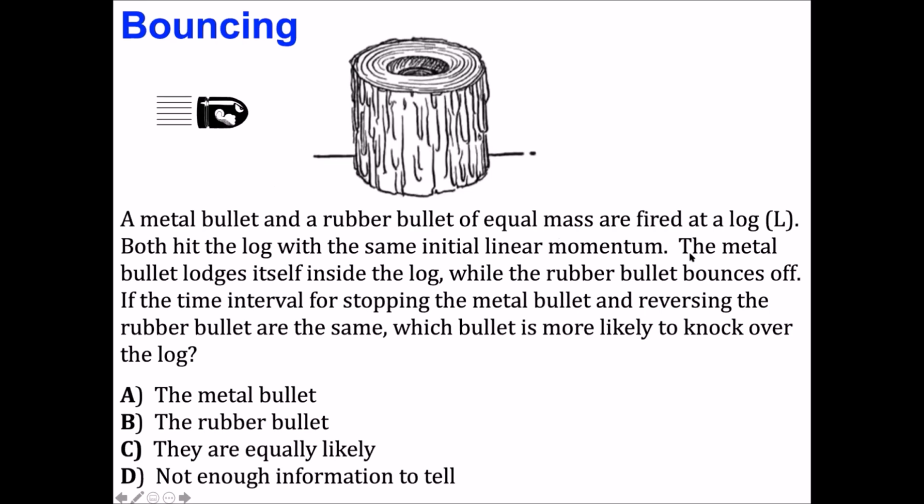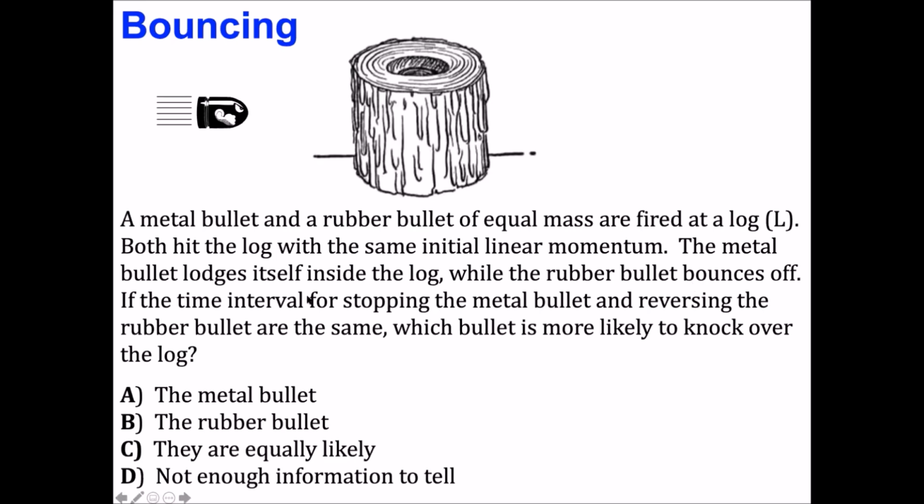The metal bullet is going to go through a portion of the log and come to a rest somewhere inside the log. But the rubber bullet, being an elastic material, is going to bounce off the outer surface of the log and ricochet back off in the direction that it originally came in.